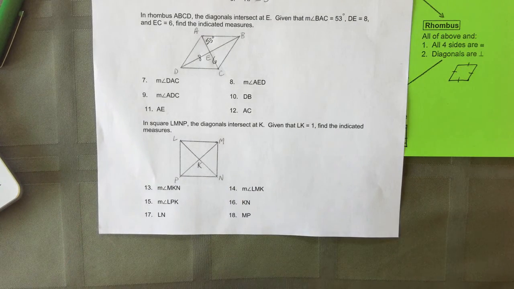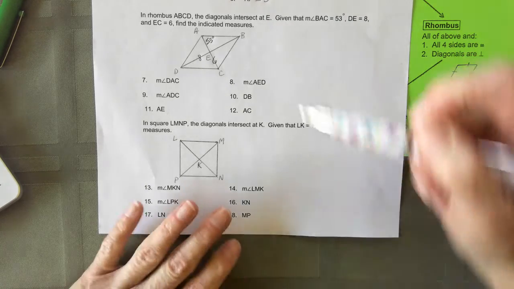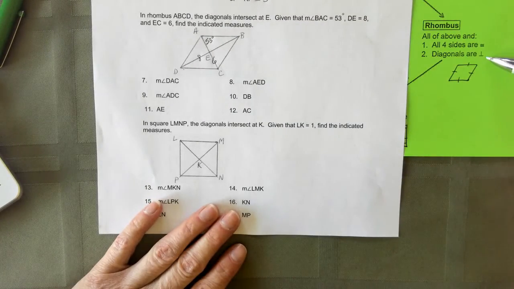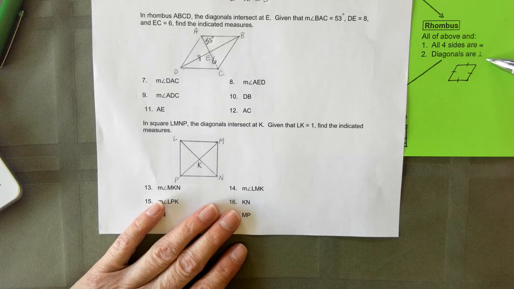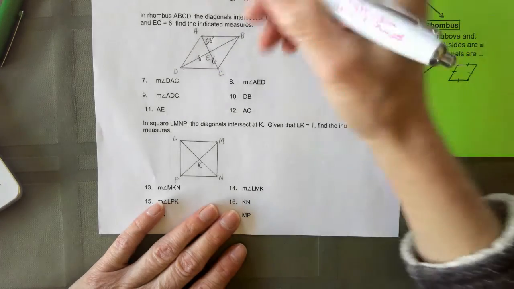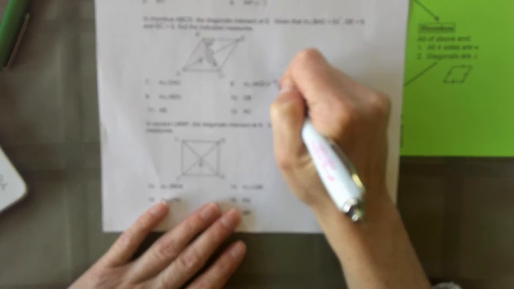So let's take a look at some of the other evens. Remember, I'll be doing the evens. You guys will be assigned the odds. Number 8, the measure of angle AED. So from A to E to D. Well, we have a little piece of the puzzle over here that says in a rhombus, diagonals are perpendicular. So A to E to D, that's where my diagonals are coming in, and we're going to have a ton of right angles. That guy right there is 90 degrees.